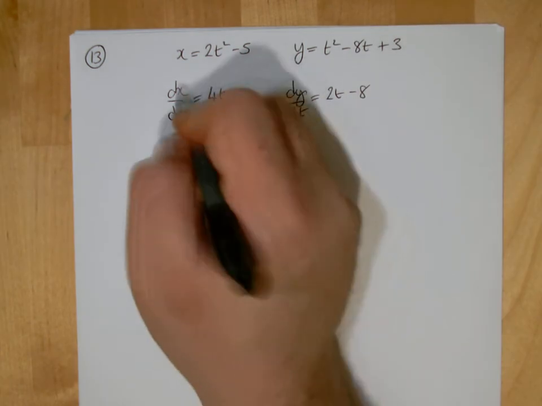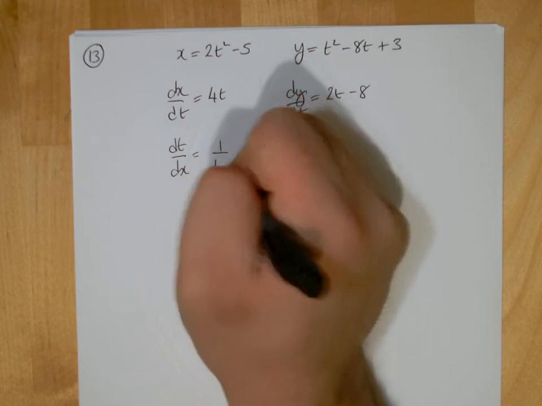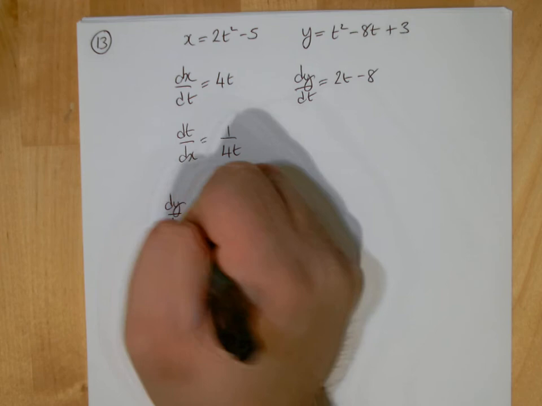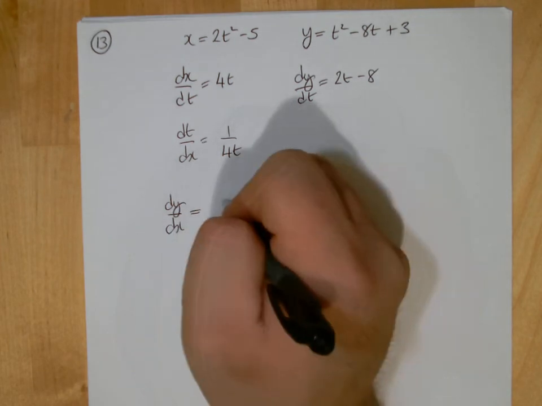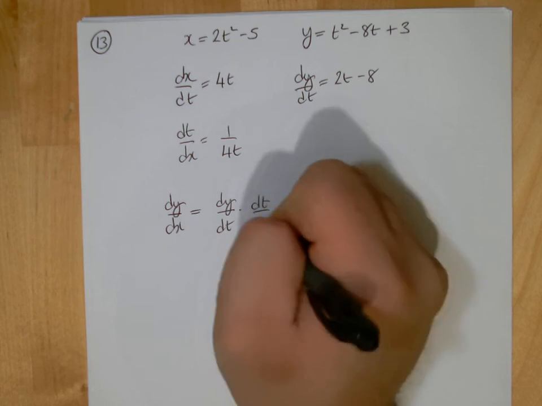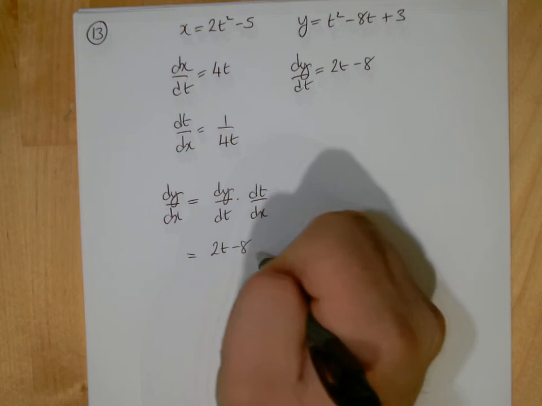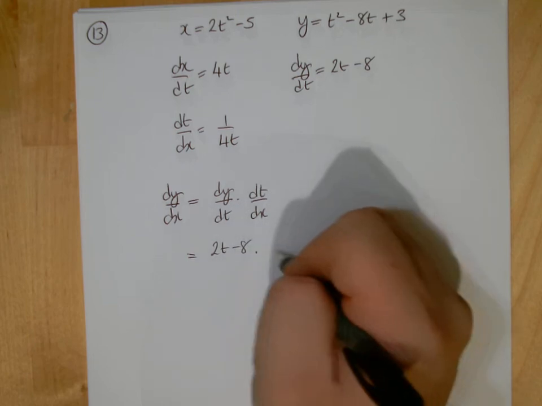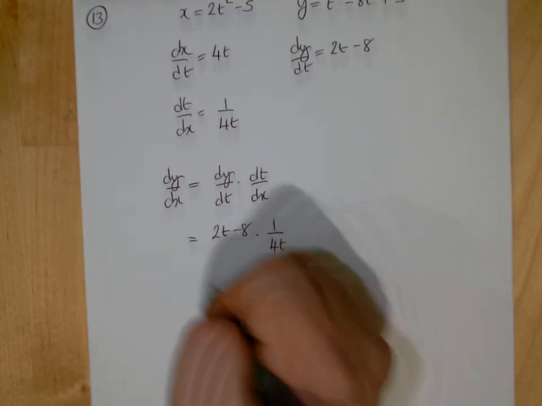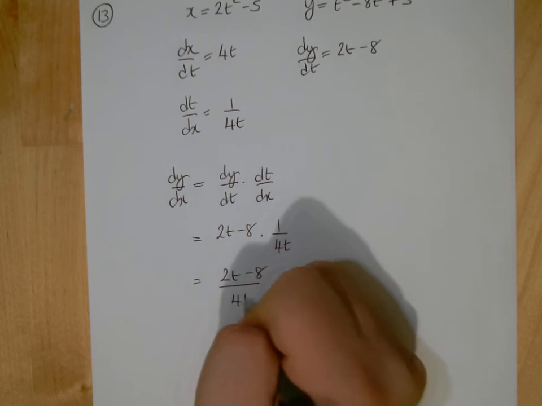Okay, and of course then flip this to get dt/dx. Okay, so you get 1/4t. So then using the chain rule, dy/dx is equal to, well, dy on top, dx on bottom. So (2t − 8) times 1/4t. Okay, so this becomes (2t − 8)/4t.